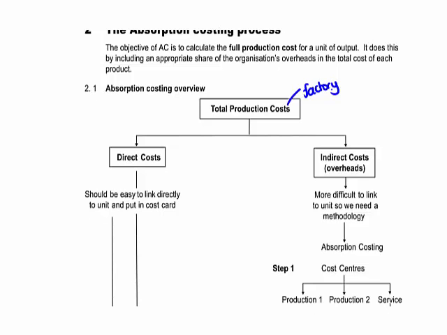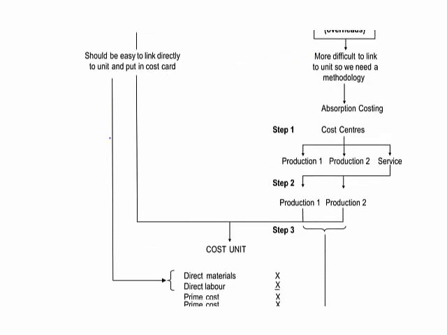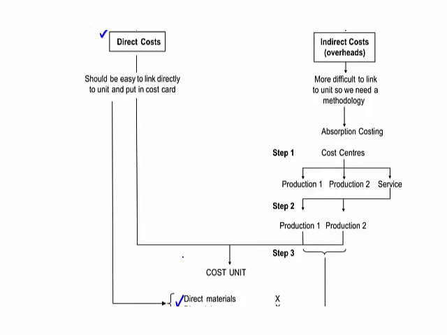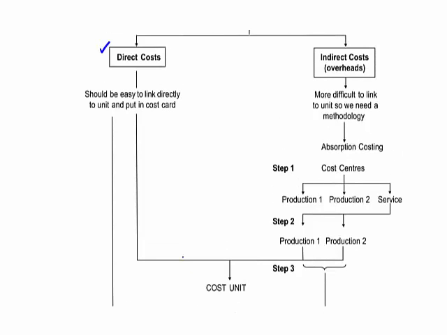The first thing then is quite straightforward. We can take our direct costs and we can pop them into our cost card, because if we're making a table, we'd know how much wood we were going to be using. When it comes back though to our indirect overhead, it's more difficult, and so we're going to use a 3-step methodology. And step 1 then is to allocate and apportion all of our overheads into the different cost centres.